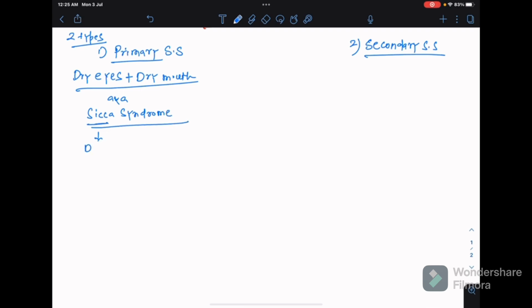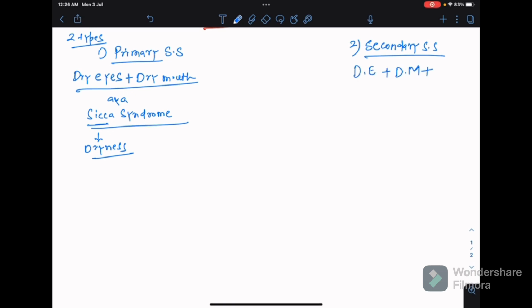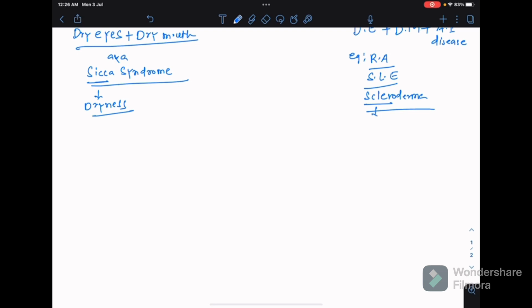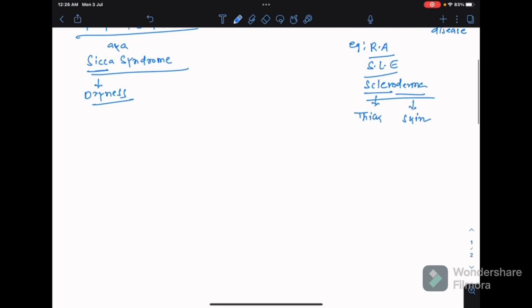Sicca means dryness. And if a patient is having dry eyes also, dry mouth also, and he is suffering from any type of autoimmune disease like rheumatoid arthritis, systemic lupus erythematosus, and scleroderma, then we will say that this is a case of secondary Sjogren syndrome. Sclero means thick and derma means skin.